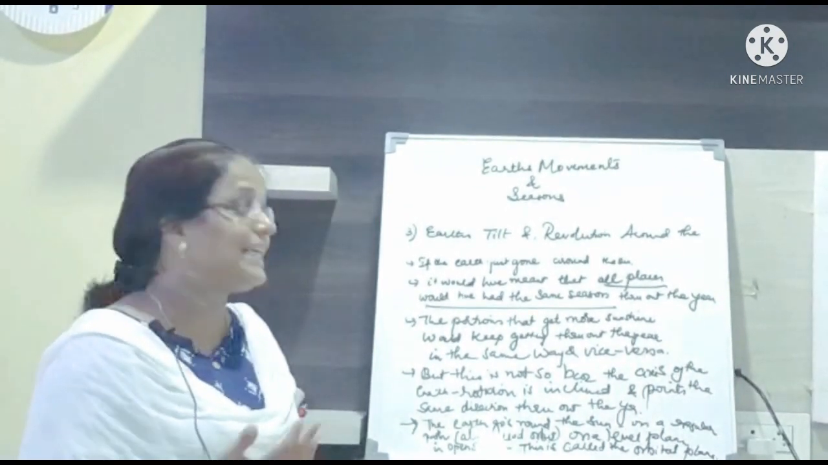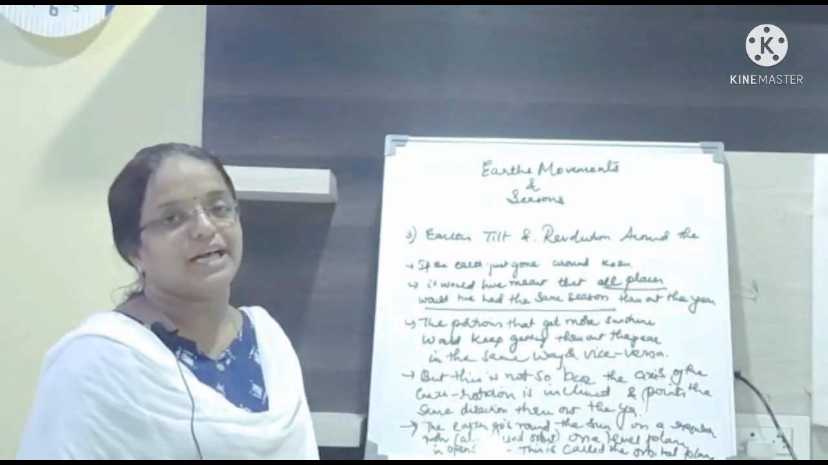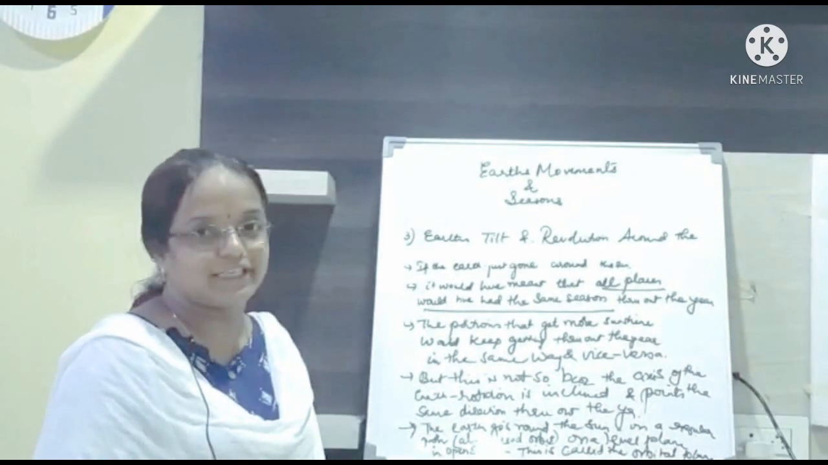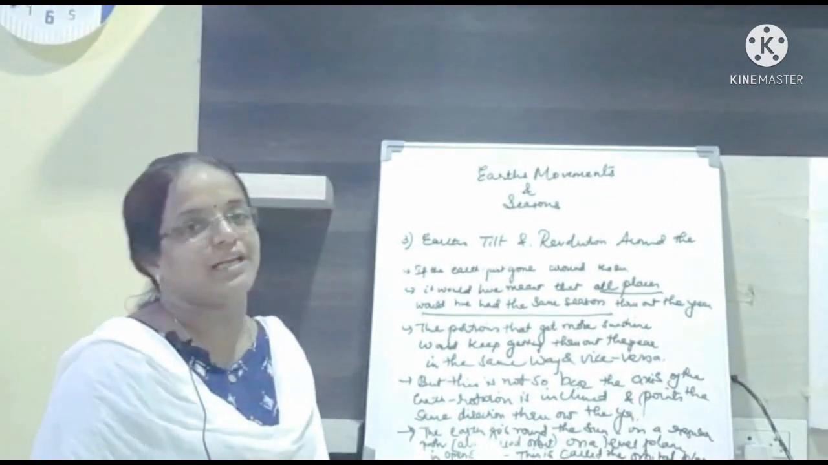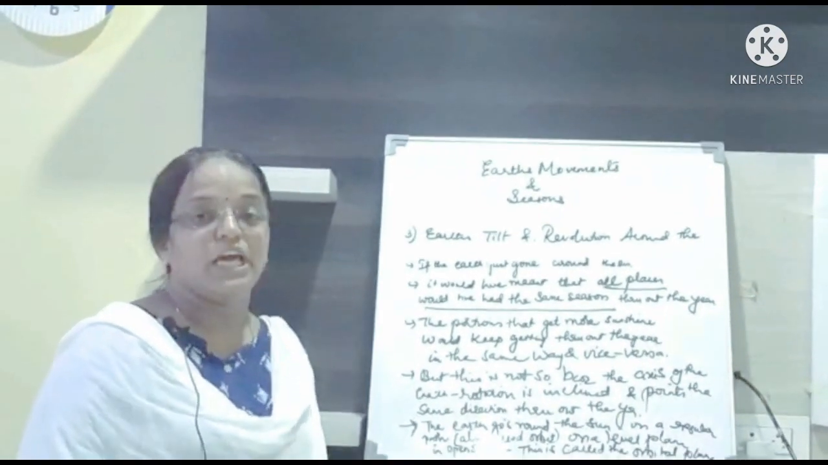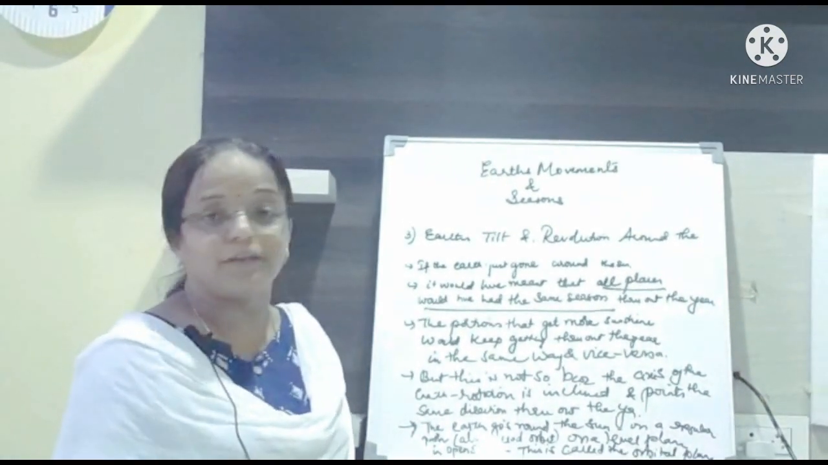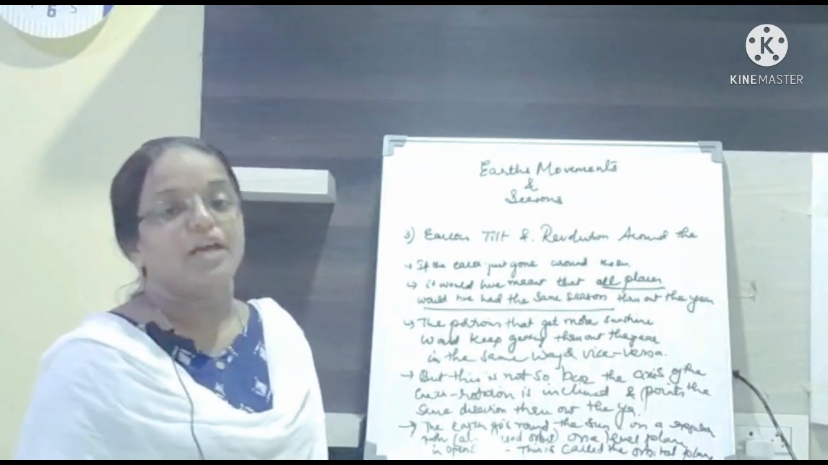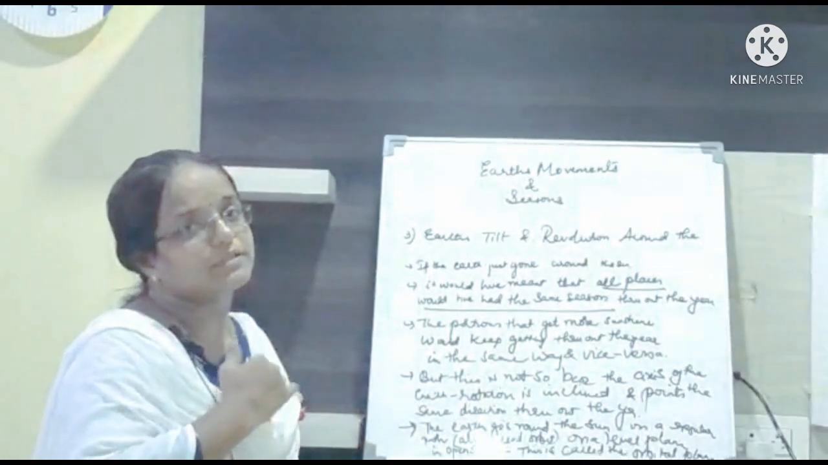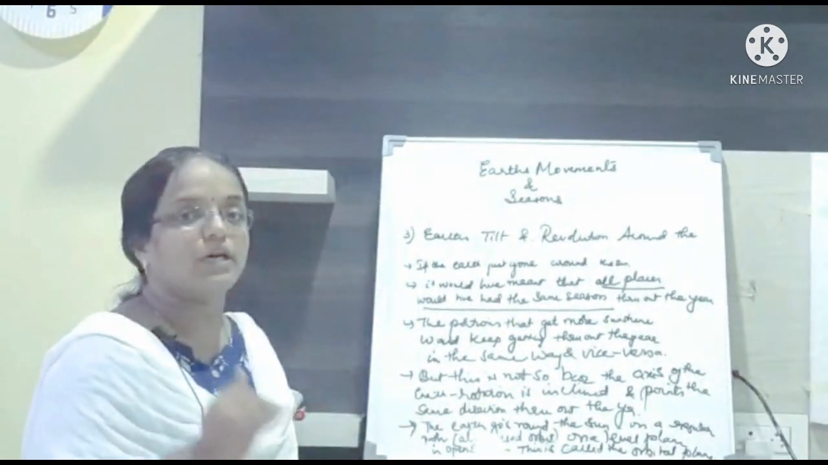Because of the inclination of the earth. That is, the earth is tilting 23.5 degrees, isn't it? Because of that, we are getting variation in the seasons. If the earth would not have been inclined 23.5 degrees, then all places would have had the same seasons throughout the year.